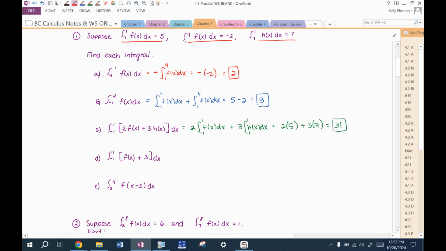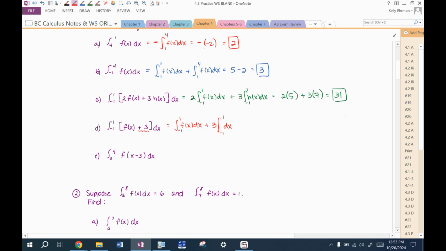All right, for this one, be careful here. This plus 3 tends to trip people up. So, okay, first part's easy. This is the integral from -1 to 1 of f of x dx. They give me that number. But then what about 3 times the integral from -1 to 1 of just dx? We're not given that information, but remember, they don't need to give us that information. This area, it's a constant function at 3, and you're going from -1 to 1. So that is a rectangle that has a base of 2 and a height of 3. And it's above the x-axis. So this has an area of 6.